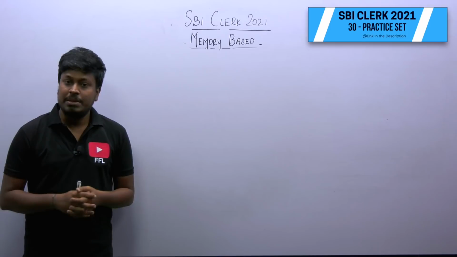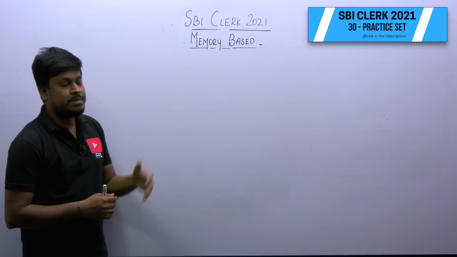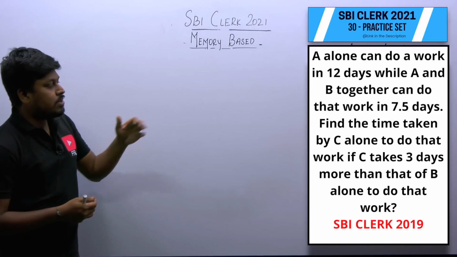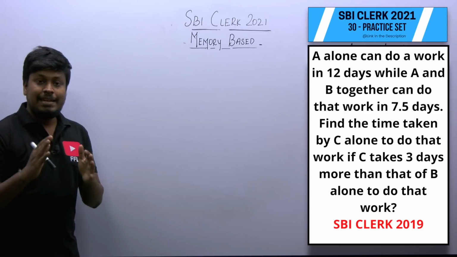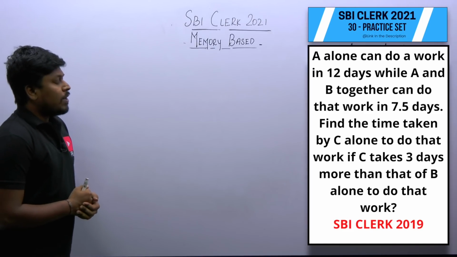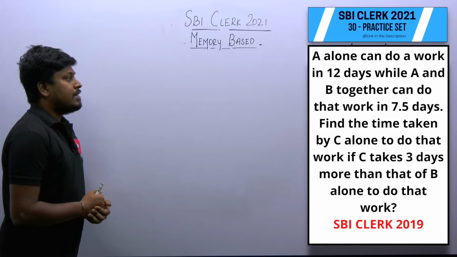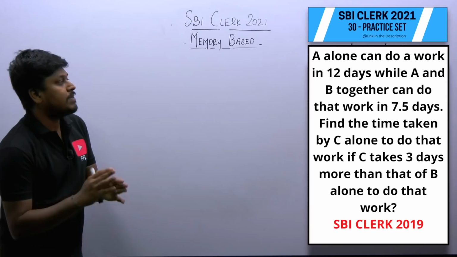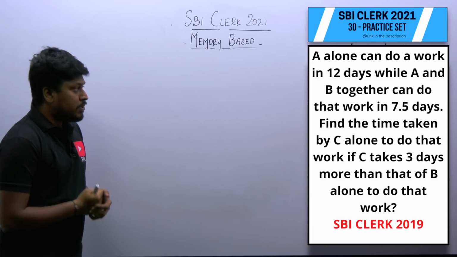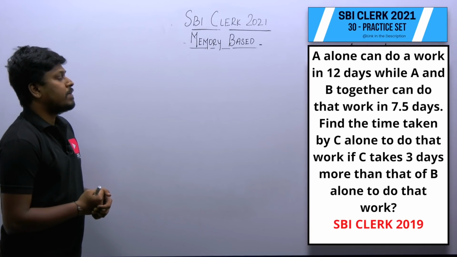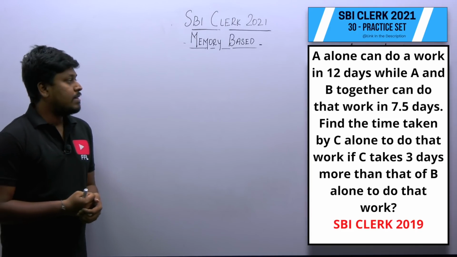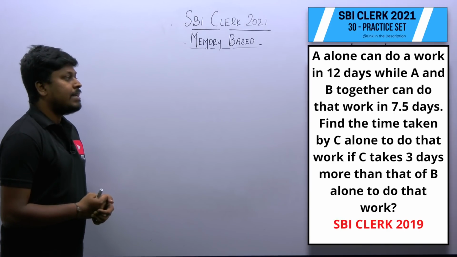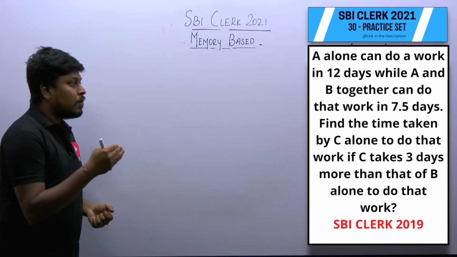Now let me move on to the memory based question that was asked in SBI CLERK in the previous exam. Question number 1. This question was asked in SBI CLERK 2019 prelims exam, right? What they are saying is A alone can complete a task in 12 days. A alone can finish a piece of work in 12 days. A and B together can finish the same piece of work in 7.5 days. Find the time taken by C alone to do that work if C takes 3 days more than B alone to do the work.